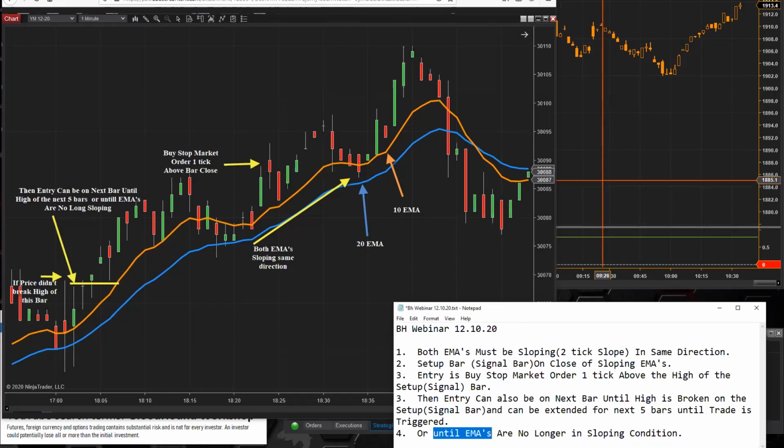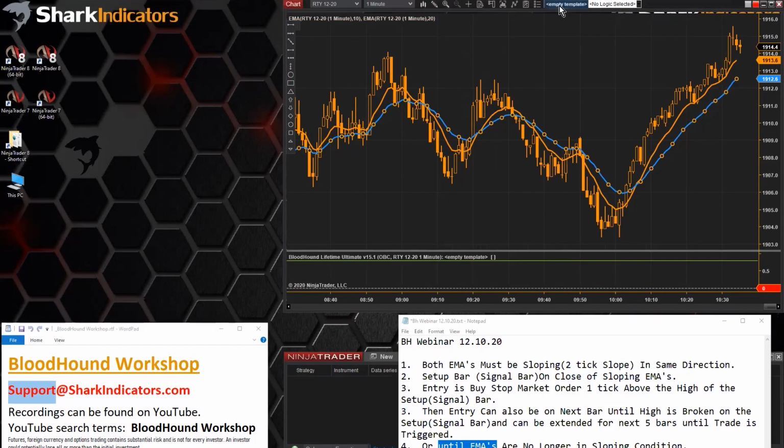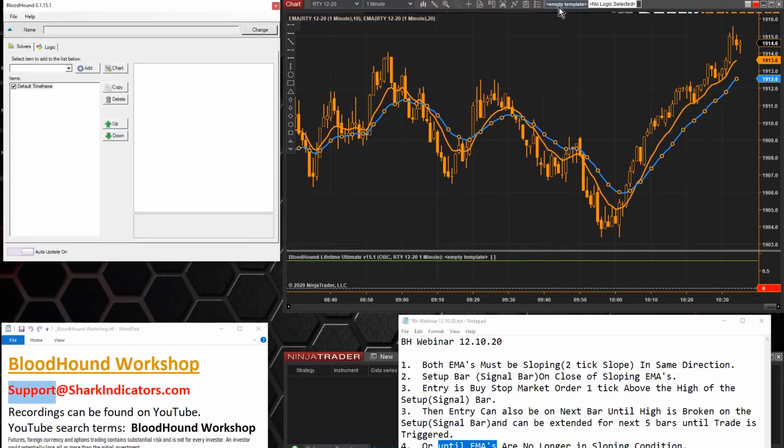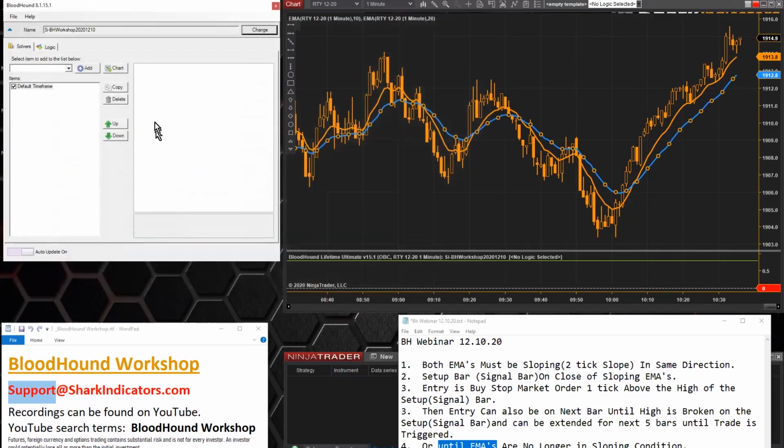So let's start building here. All right, I already have BloodHound on the chart here, so I just need to open it up. Using the button at the top of the chart here opens up BloodHound. And the first thing you want to do when you're starting to build a new system, or a new set of conditions, some logic here, is put a file name in there. So let's hit the change button like so. There. All right, so we have a file name here. So now all of our work will start getting saved to this file.